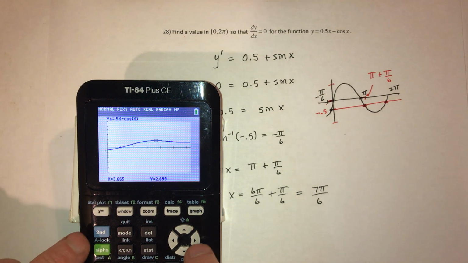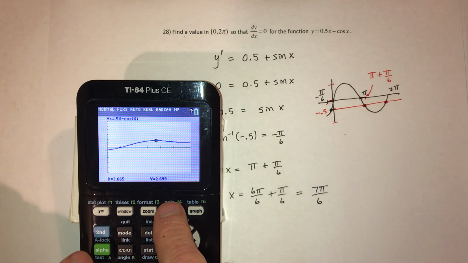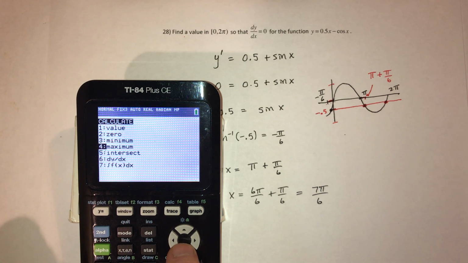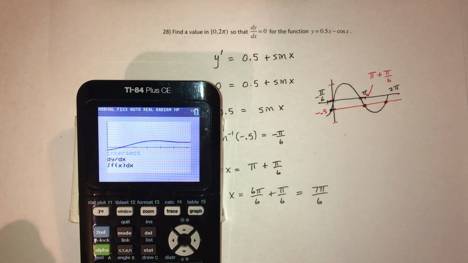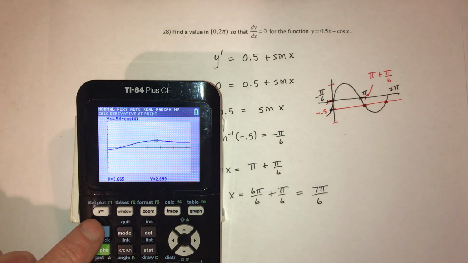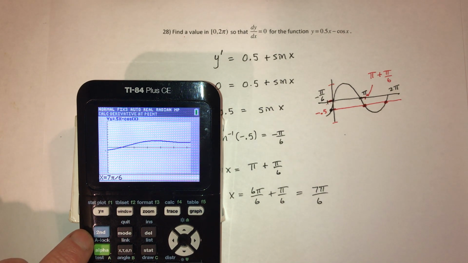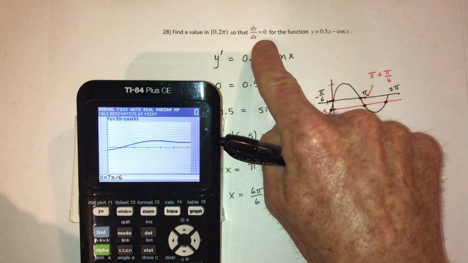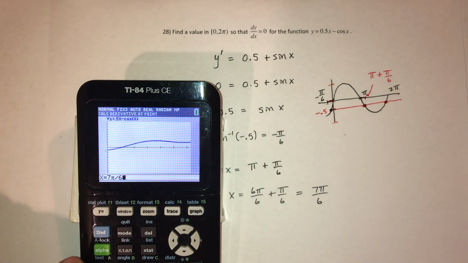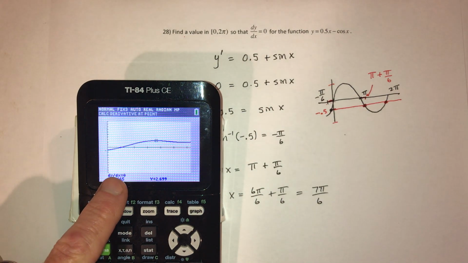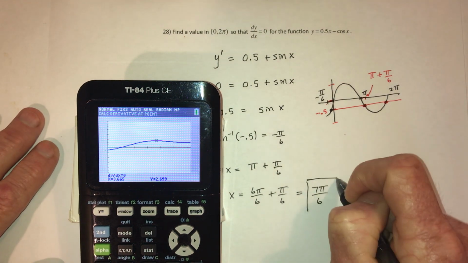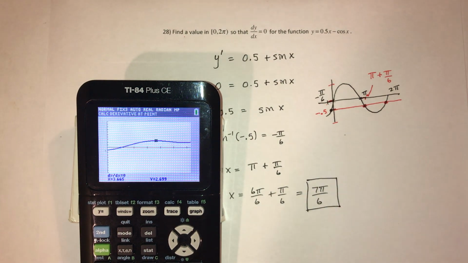Now I'm going to double check it. Go to second calculate, ask the calculator for the derivative, and then put in 7 pi over 6. That should be where the derivative equals 0. The calculator says, right there, the derivative equals 0. So now that it's double checked, I'm confident that that is the correct answer.